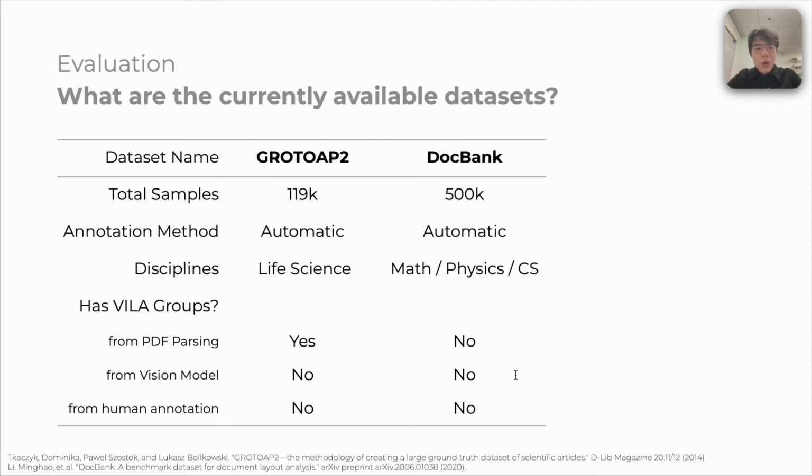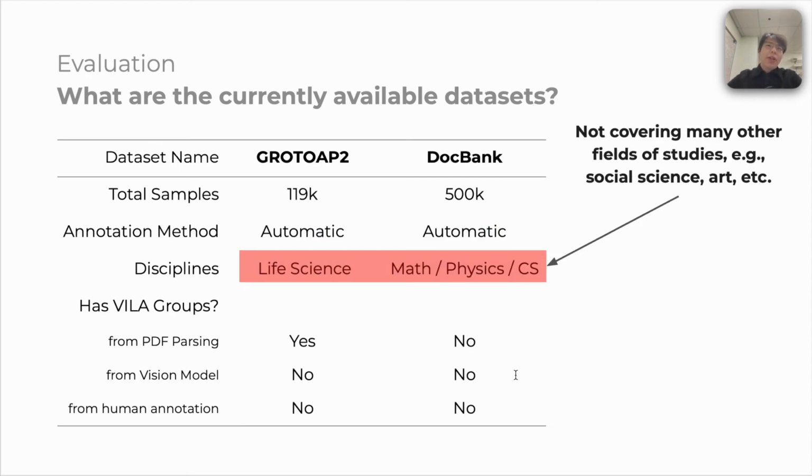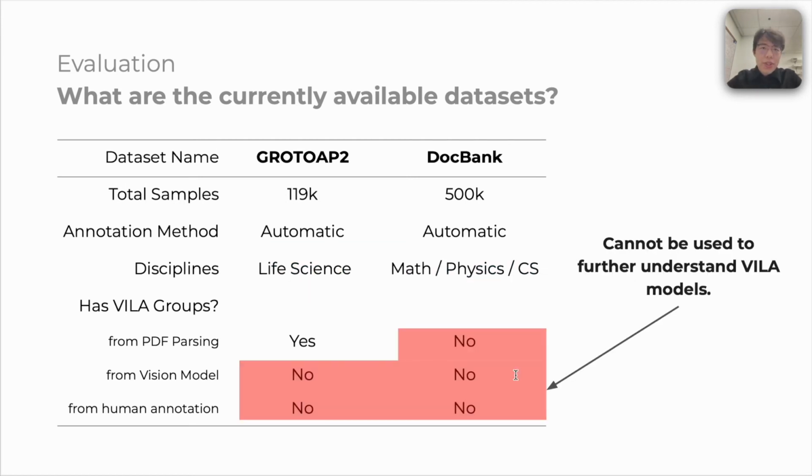In order to study this, we find some currently available datasets, including GROTOAP and DocBank. It's great that they have super large data sizes, but unfortunately, they are created by automatic methods, which are error-prone and might not be perfect. And they only cover disciplines like life science, maths, physics, or CS, and miss other fields of study like social science or art. We also check if they have VILA groups and find that they might only have VILA groups from one source or simply do not. We cannot run our study given these current datasets.